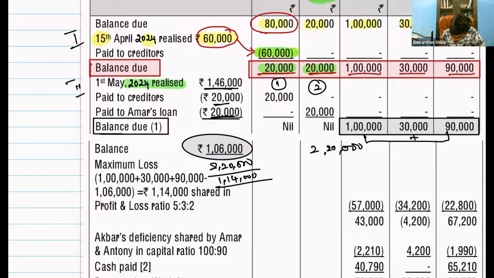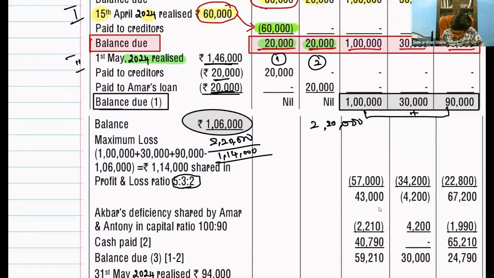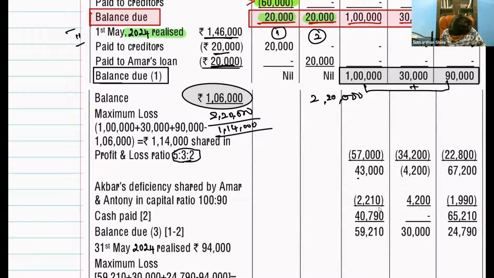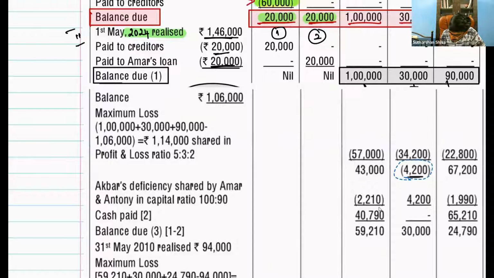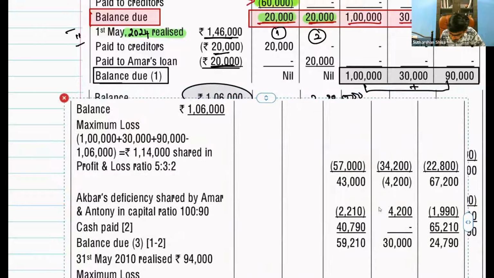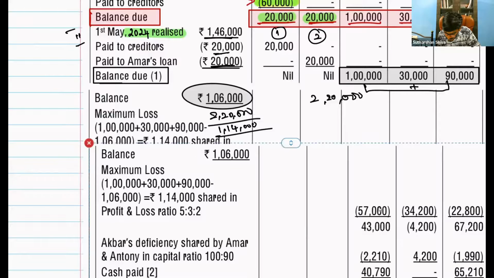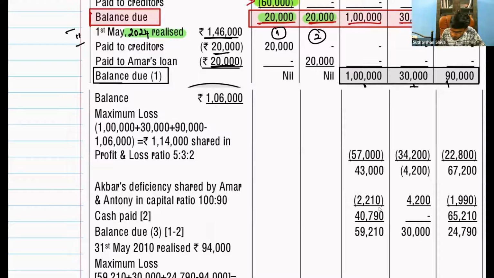From that loss, I will bifurcate in the ratio of 5:3:2. If I divide in the ratio of 5:3:2, it will become 57,000, 34,200, 22,800. Next, on that 43,000 is there, 4,200 deficiency is there, 67,200 is there. He is having a negative value. This has to be taken by the partners in their continuing ratio.